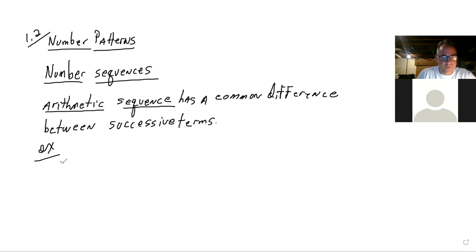Simple example, 3, 6, 9, 12, 15. Next term would be 18, and so on and so forth. So 6 minus 3 is 3, 9 minus 6 is 3, 12 minus 9 is 3, etc. The common difference there is 3.